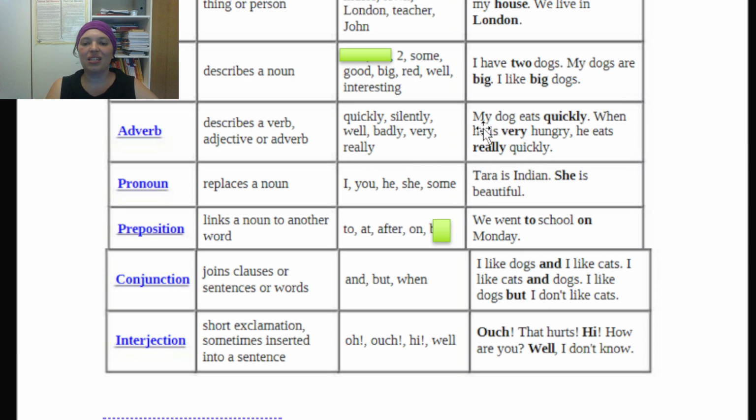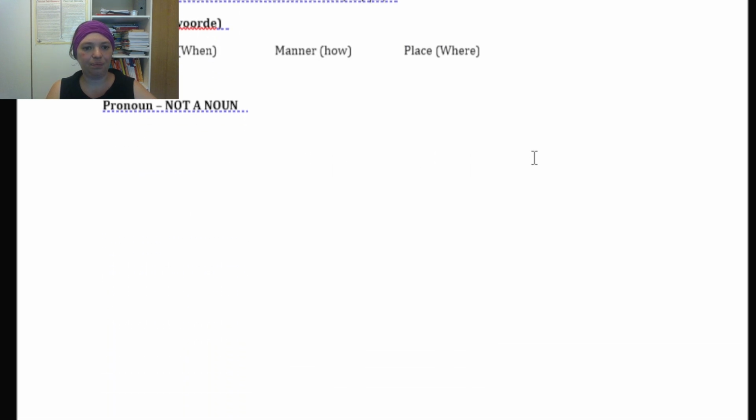So here we've got, my dog eats quickly. When he is very hungry, he eats really quickly. So hierdie quickly is reeds 'n adverb, maar nou sit ons nog 'n adverb by om dit weer te beskryf. So kom ons kyk gou hoe weet jy watter is watter.